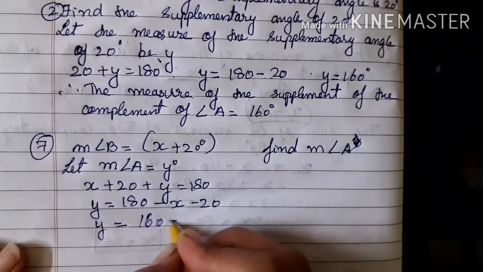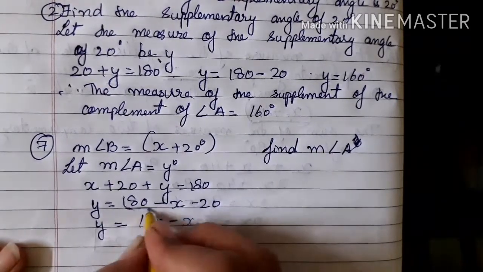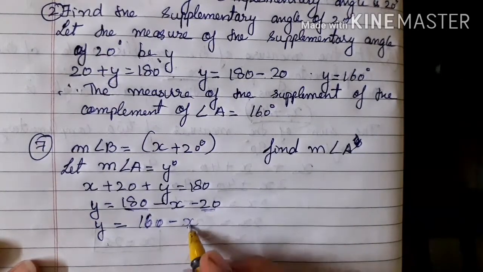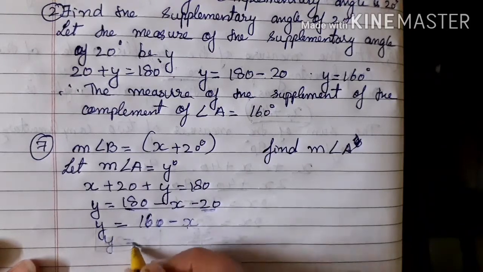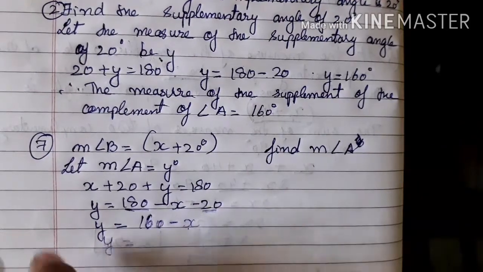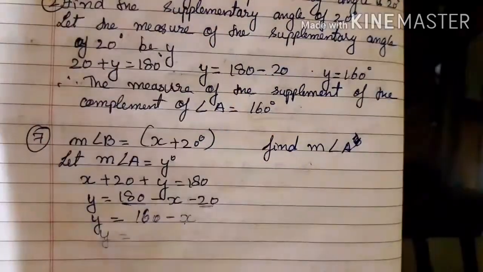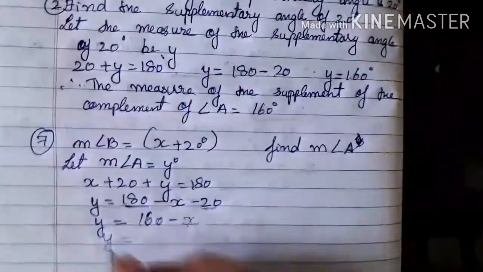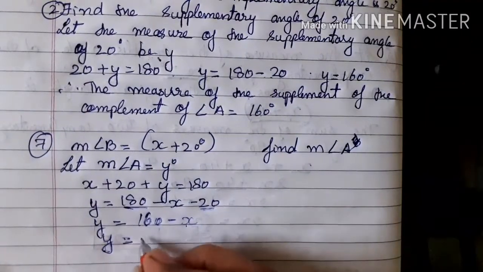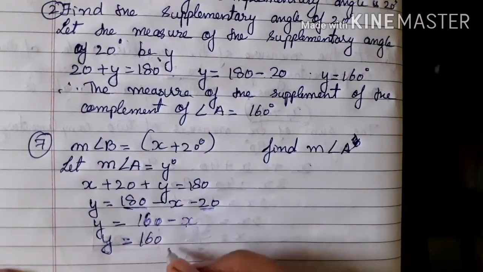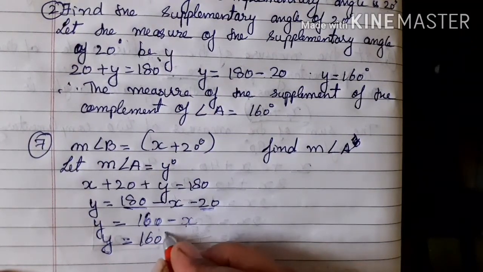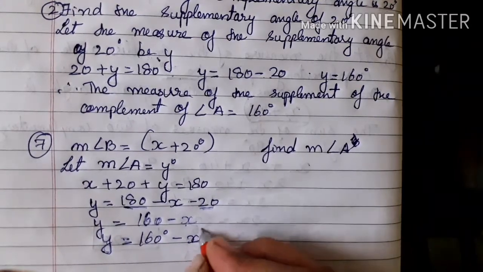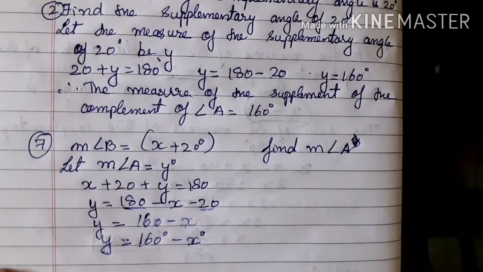After subtracting 180 and 20, you will get y is equal to 160 minus x. So we got the supplementary angle, that is, 160 degrees minus x. You all can put it in a bracket or you can write it separately in this form.